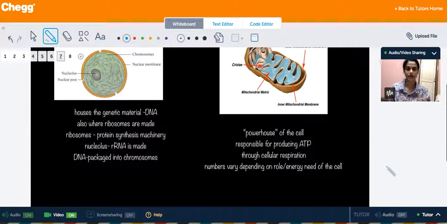So this is where the cellular respiration takes place, and the number of mitochondria depends on the role and the energy required by the cells. So muscle cells, for example, require a lot of oxygen, lots of energy, so they contain larger numbers of mitochondria, whereas other cells, like the red blood cells in humans, do not have mitochondria at all.